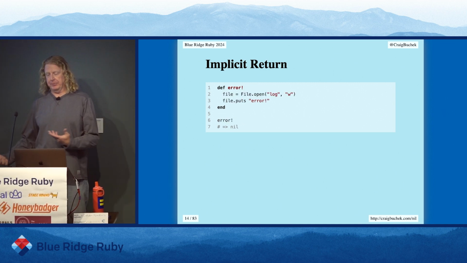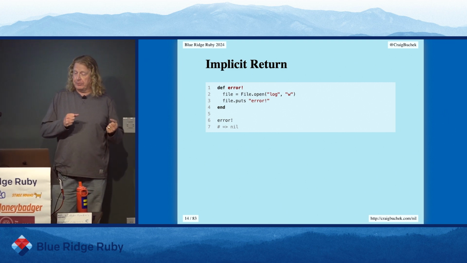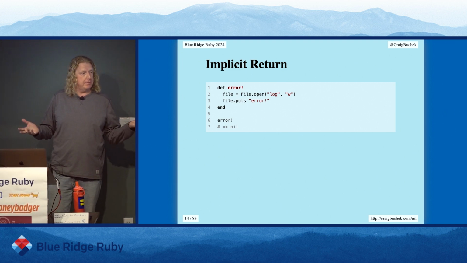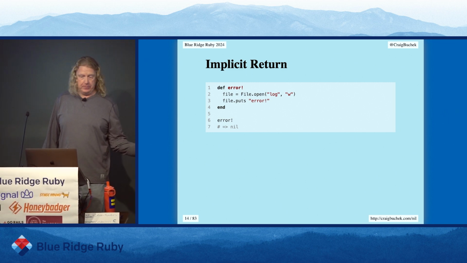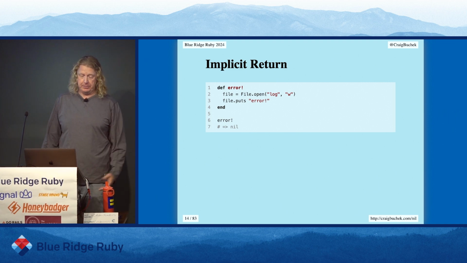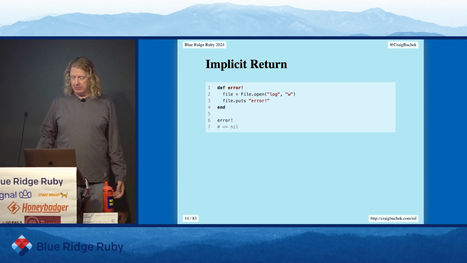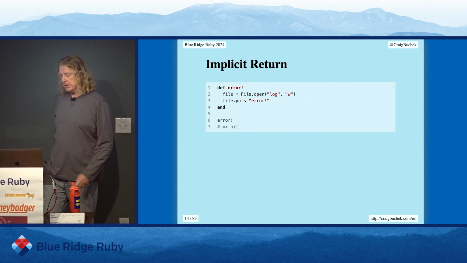Implicit returns are probably the most common way to get a nil. A method will always return the value of the last expression if you don't have an explicit return. The puts method always returns nil. And so here the error bang method will also return nil. In general, if a method doesn't have an explicit return value, expect that it might return nil.